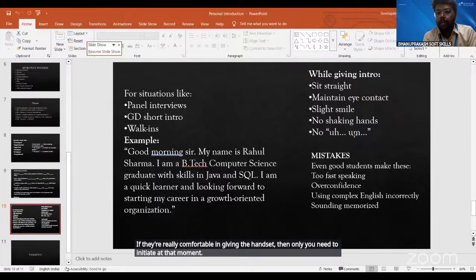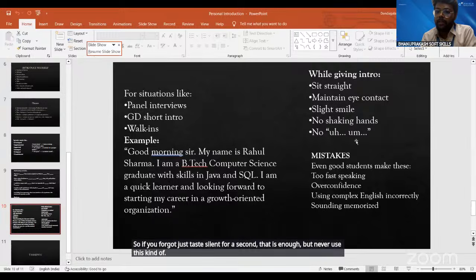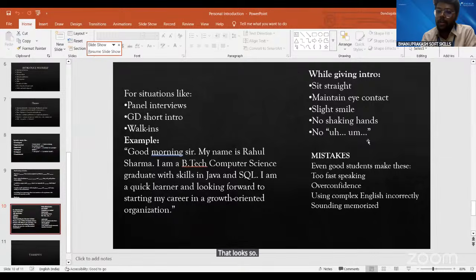And no filler words. We usually use this kind of filler words whenever we forget anything, but never use them. Once you start, it should go in a smooth flow. So if you forget, just stay silent for a second. That is enough, but never use these sounds in between. That looks so unprofessional.